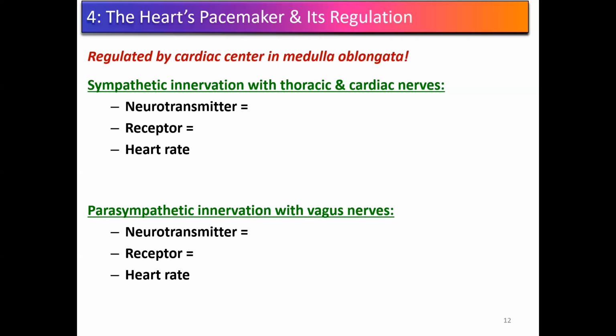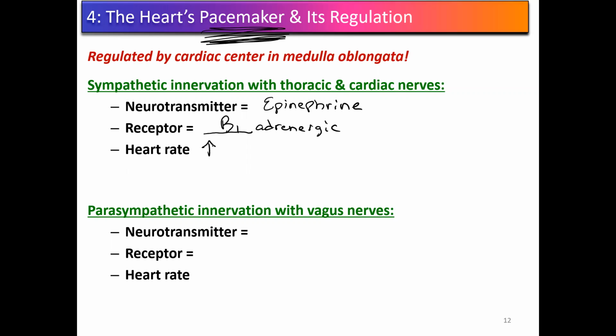Sympathetic innervation of the heart's pacemaker comes through thoracic nerves and the cardiac's own nerves. What's the sympathetic neurotransmitter for the heart and the whole body? Epinephrine. What is the receptor for epinephrine on the heart? Beta 1 adrenergic. And that causes heart rate to go up.